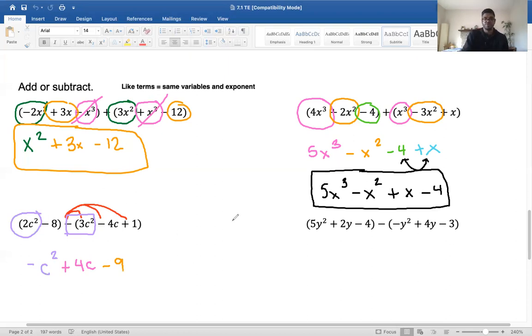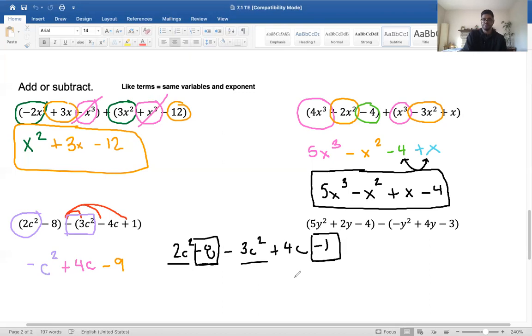And if it's easier for you, you can just rewrite the problem if you have to. You could rewrite this as 2c squared minus 8 minus 3c squared plus 4c minus 1. If I distribute that negative sign in, I get a minus 3c squared plus 4c minus 1. And now we're just combining these terms here. It's in a box, so combine the boxes and the underlines. And you get the answer that I have there in the colors. So again, just keeping track of the positives and negatives.